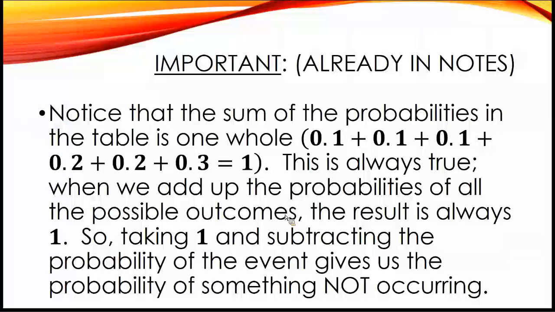Important, and this is already in the notes, notice that the sum of the probabilities in the table is one whole. So 0.1 plus 0.1 plus 0.1 plus 0.2 plus 0.2 plus 0.3 equals 1. This is always true. When we add up the probabilities of all the possible outcomes, the result is always 1. So taking 1 and subtracting the probability of the event gives us the probability of something not occurring.